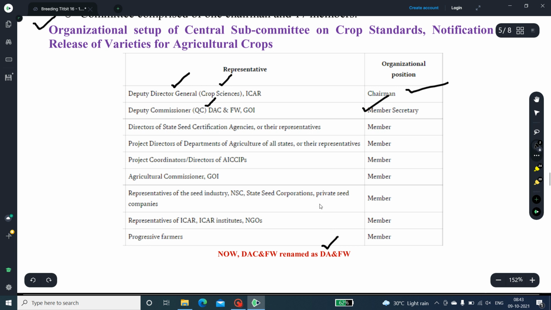He is the member secretary, and other members are Director of State Seed Certification Agencies or their representatives, project directors of Department of Agriculture of all states or their representatives, project coordinators or directors of all India coordinated crop improvement projects, Agriculture Commissioner Government of India, representative from seed industry, National Seed Corporation, State Seed Corporation, private seed companies, and representative of ICAR institutes, non-governmental organization, and there is a member from Progressive Farmers.